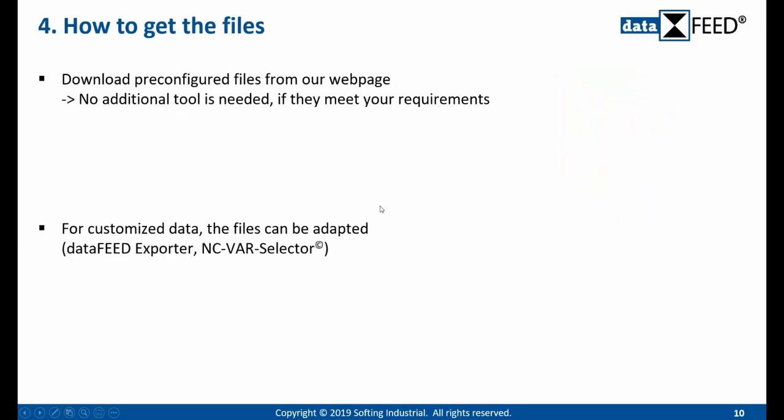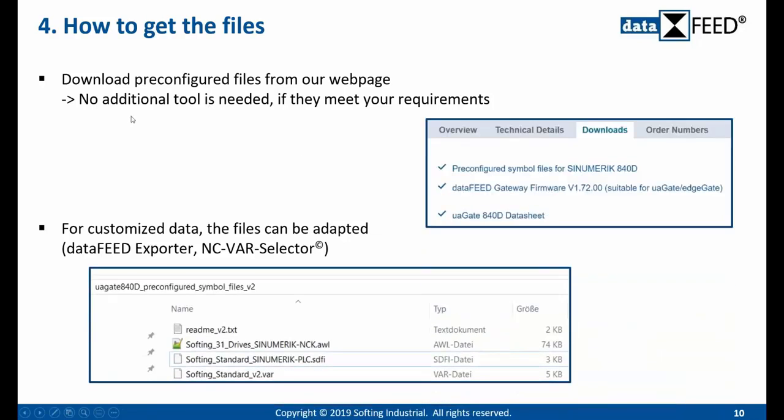So you may ask, that's cool that I now know that I need two files, but how do I get the files? How do I set them up? And there you have two options. First option, you can download pre-configured files from our web page. I will show you that later on, but go to our web page and you can download some pre-configured files, which contain the .awl file as well as the SDFI file.